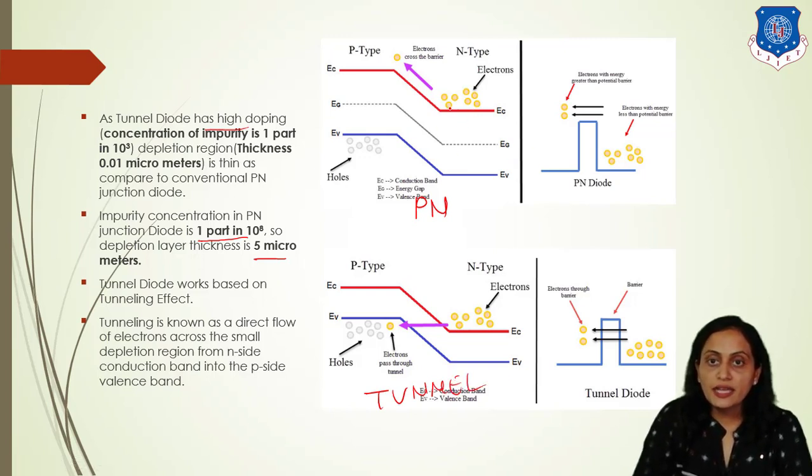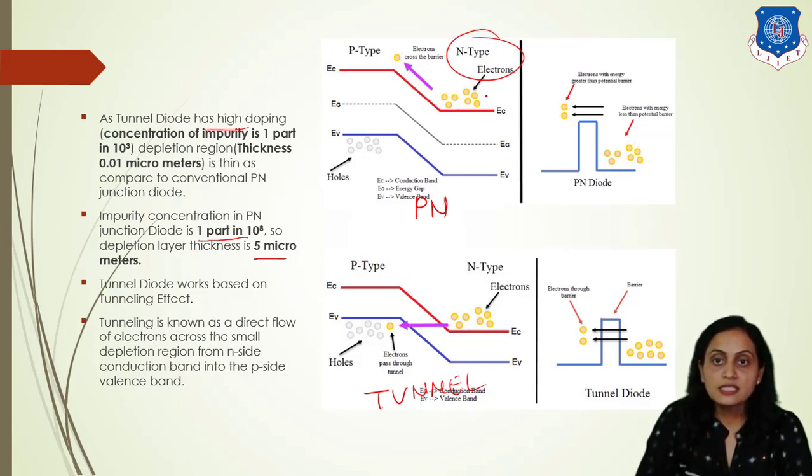So the energy band diagram shows two parts: one is the conduction band and the other is the valence band. So this is the N side. The N side has electrons that are free and in the conduction band, and the P side has the holes, and those are present in the valence band.